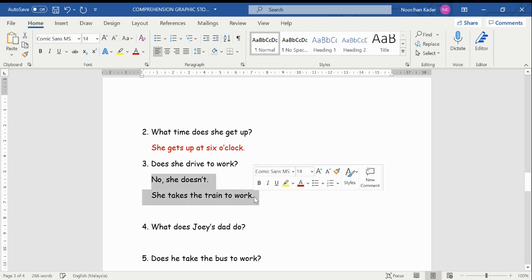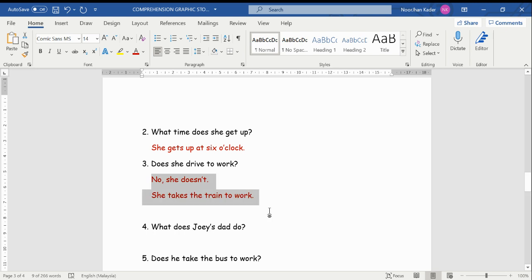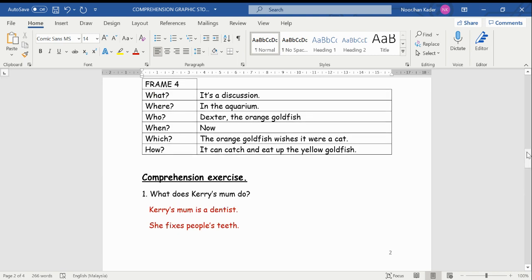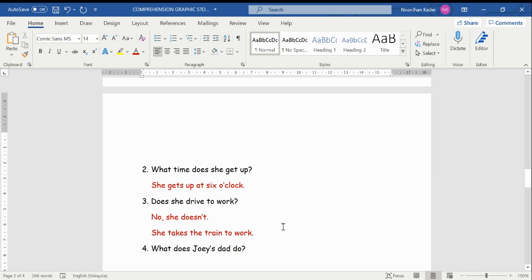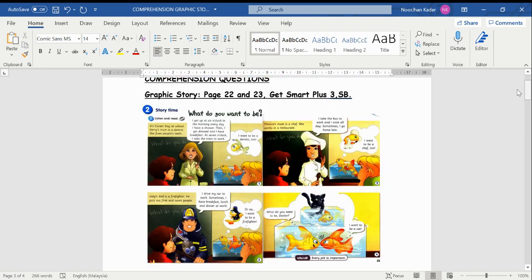Okay, let's change this to red color font. Sometimes it's okay, sometimes it's not changing. Okay, number 4. Now number 1 to number 3 here is actually based on frame 1. Frame 1, this one.